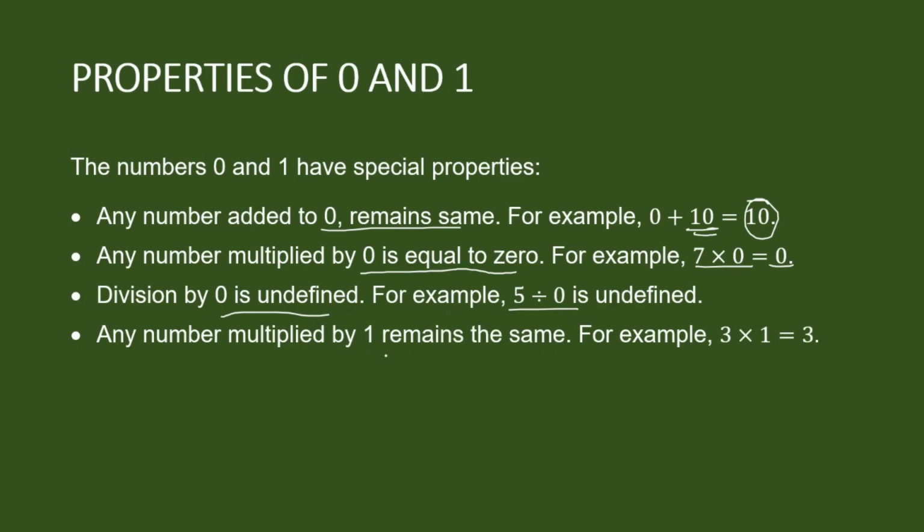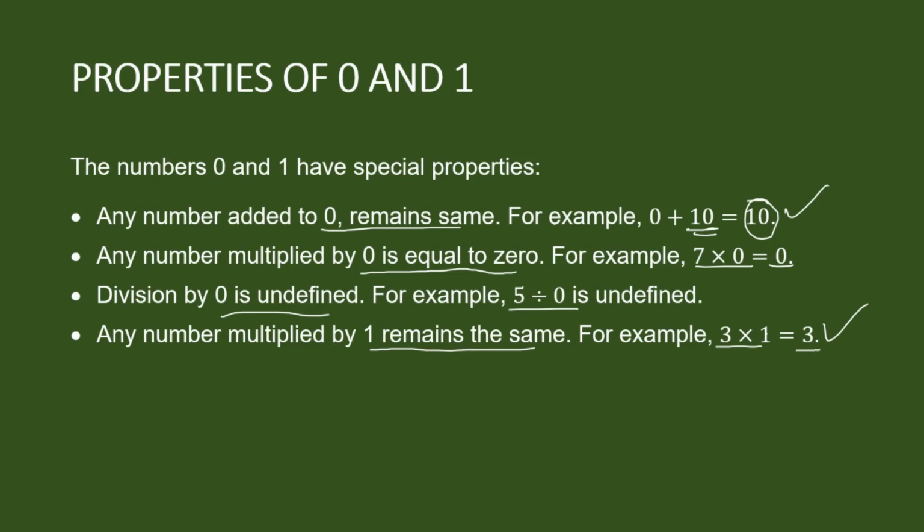Any number multiplied by 1 remains the same. For example, 3 times 1 will give us 3. I want us to look at these two. Any number added to 0 remains the same. For example, 0 plus 10 is equal to 10. Then any number multiplied by 1 remains the same. For example, 3 times 1 is equal to 3.